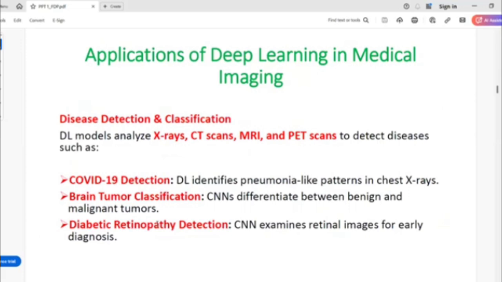In the previous figure, diseases detection by making use of X-rays, CT scans, MRIs, PET scans. The major applications are COVID-19 detection by making use of CT scans, brain tumor classification, that is brain disorders, Alzheimer's, Parkinson's, or whatever it is, and diabetic retinopathy detection. It will make use of the retinal images of the eye, analyze the images and classify them.